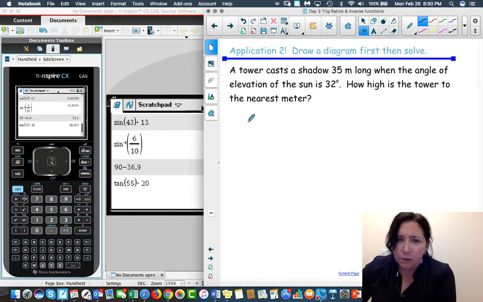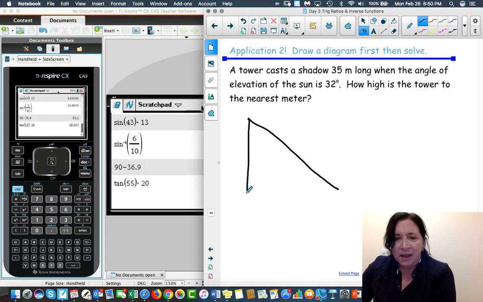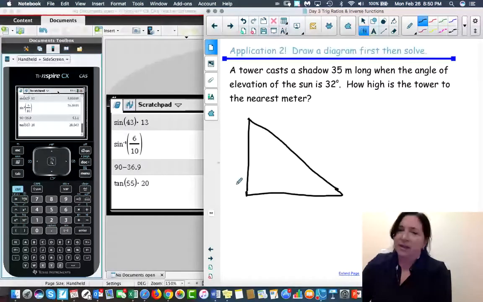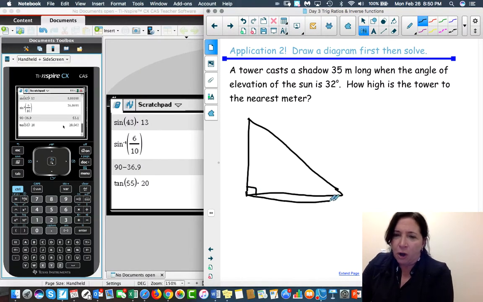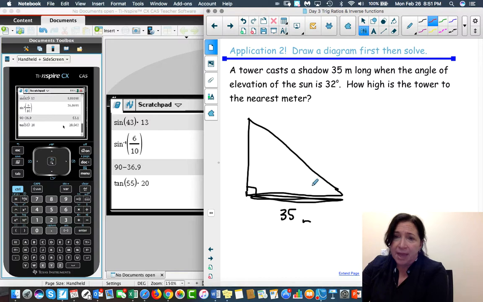So you have a tower. Let's say here's my tower, super tall. It casts a shadow. You need to know where a shadow is. A lot of people think this is a shadow. That's not a shadow. Shadows are always on the ground. You know, Peter Pan's shadow is on the wall, but he's special. Shadows are always on the ground. The tower casts a shadow 35 meters long. The angle of elevation, where you're looking up, is 32 degrees. Your job is to find how high the tower is.